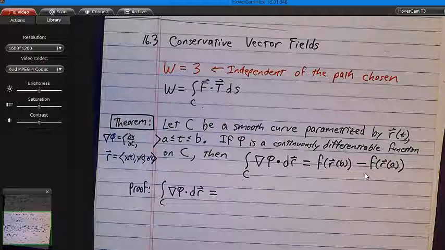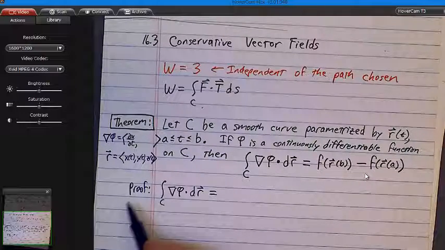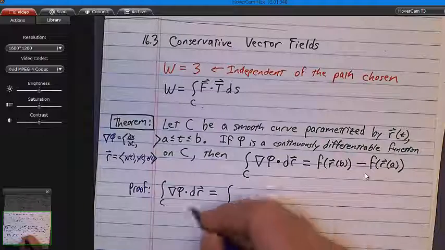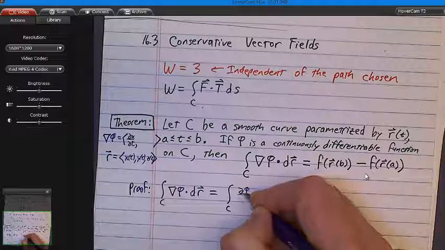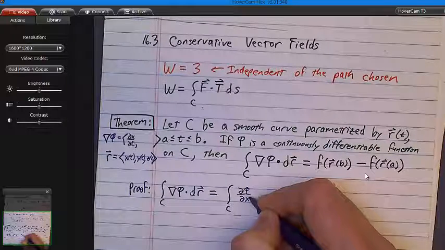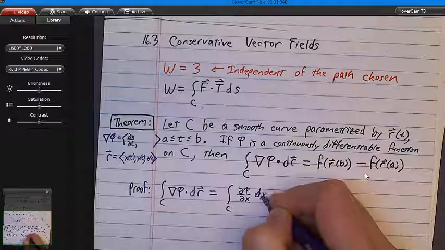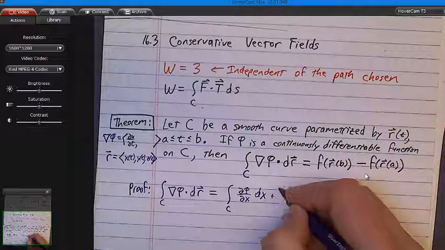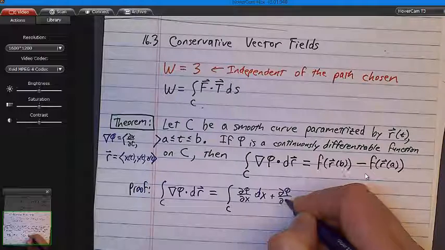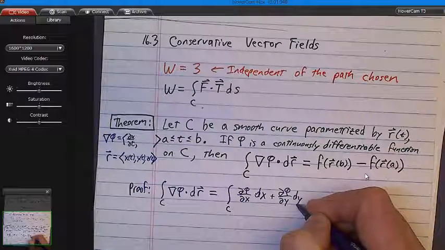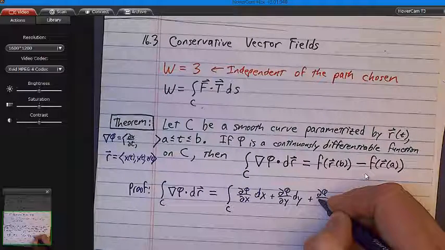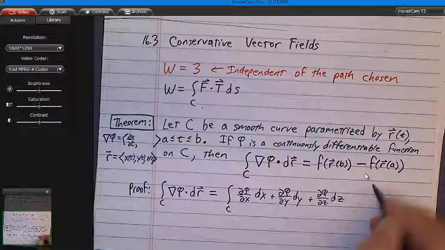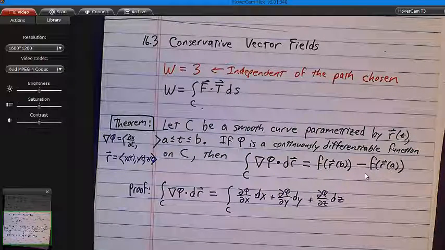So if you believe that, then I think you'll be okay with me writing this first step of the proof. It's the integral of partial of phi with respect to x, dx, plus partial of phi with respect to y, dy, plus partial of phi with respect to z, dz. That okay?